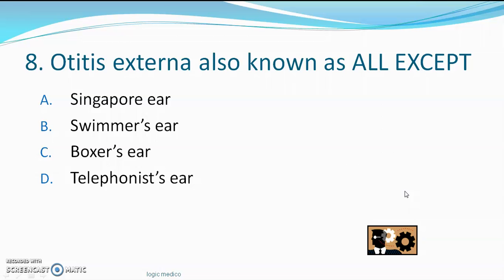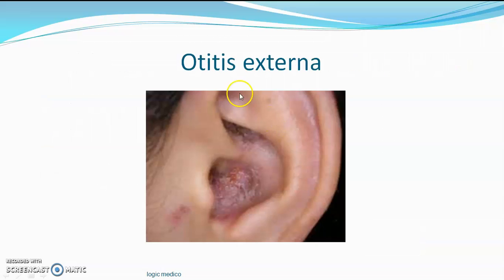The time is almost up. Answer is boxer's ear. Okay, so otitis externa is called all the things except boxer's ear, because boxer's ear is perichondritis. It is not otitis externa. Okay, so this is otitis externa, inflammation of the external ear.